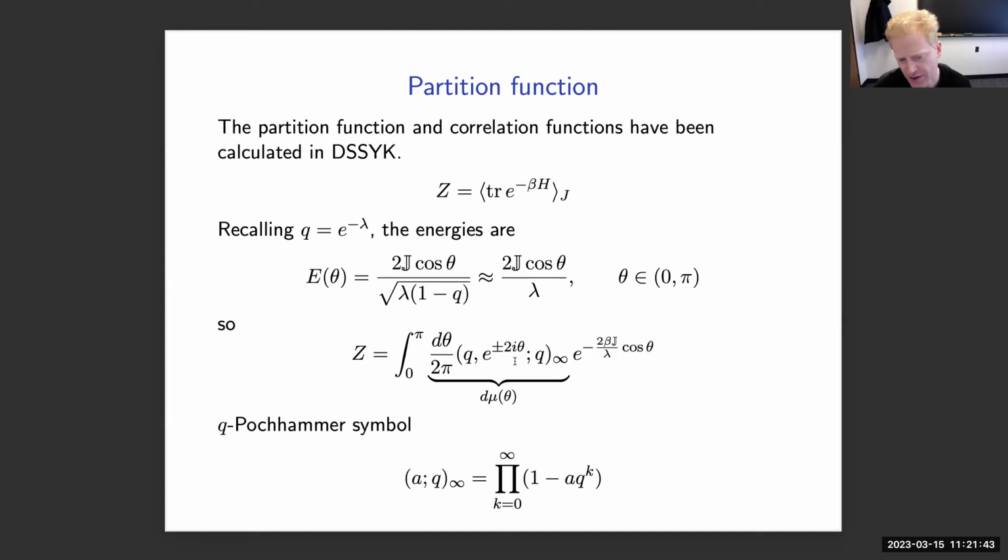The details of the measure are not super important for us. Just to define it, these objects here are called the Q Pochhammer symbols. They are just some Q deformation of the usual Pochhammer symbols, defined by this infinite product. And here, this is some dense notation that means that there are 3 Pochhammer symbols, where A equals Q, e to the plus 2i theta, and e to the minus 2i theta. So it's just a product of 3 Q Pochhammer symbols.